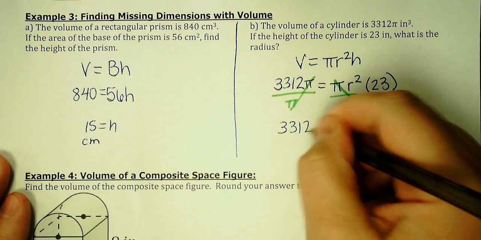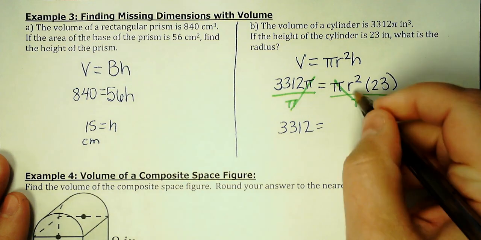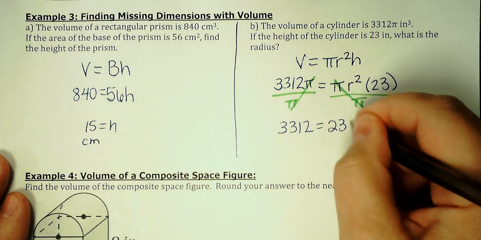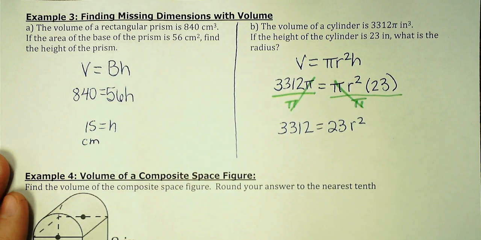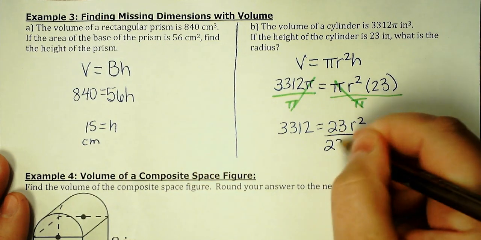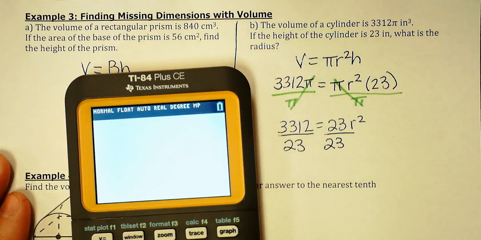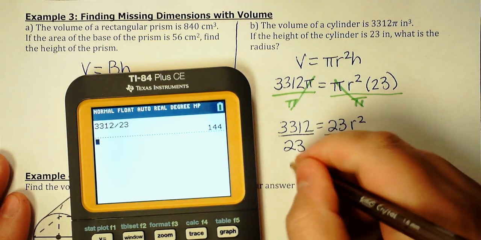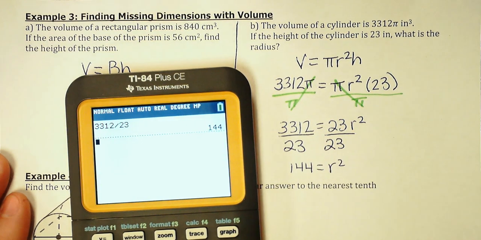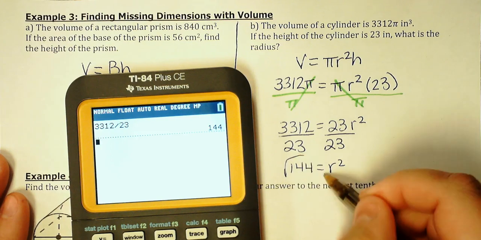So this is going to end up being 23 times my radius squared. So what I want to do here, divide by 23. And I'm going to grab my calculator real quick. So 3,312 divided by 23. Get 144. It's my radius squared, so I got to take the square root there.